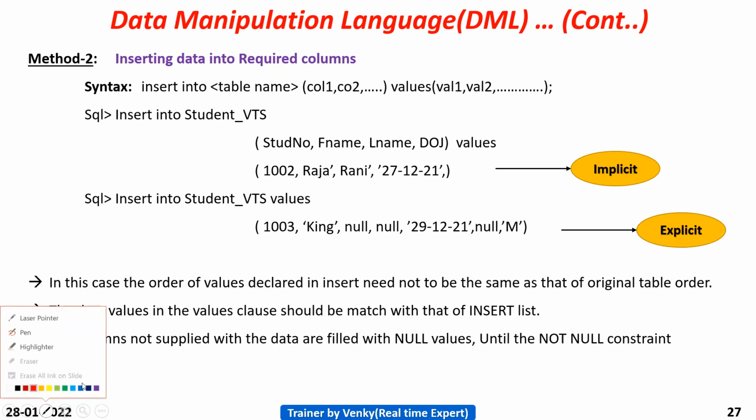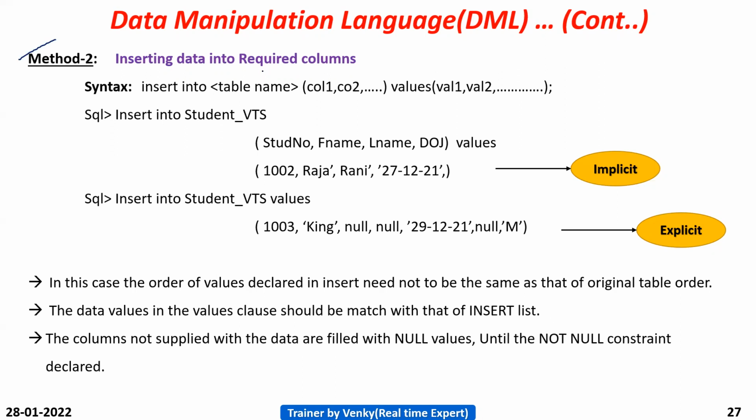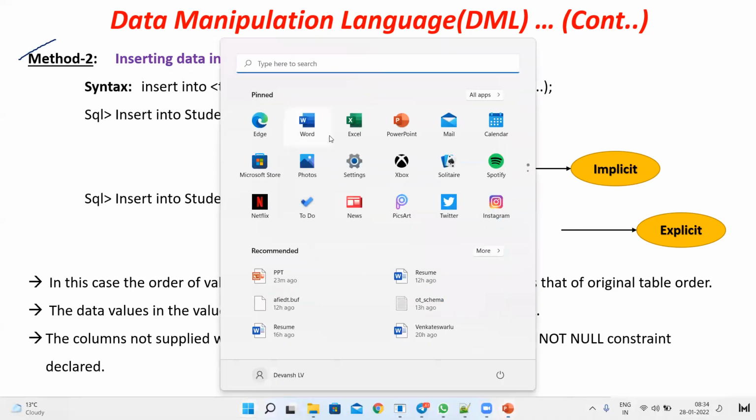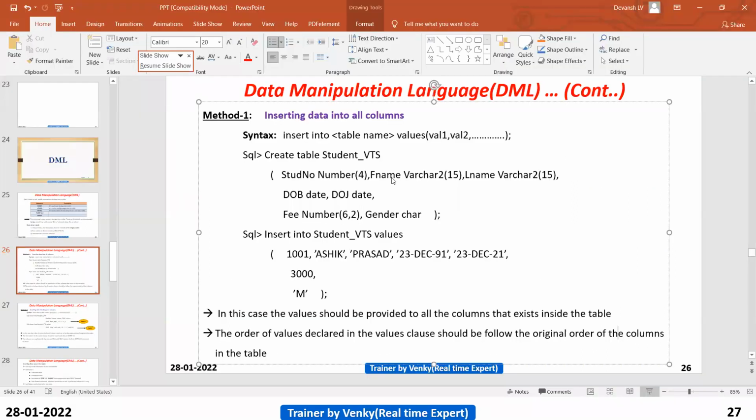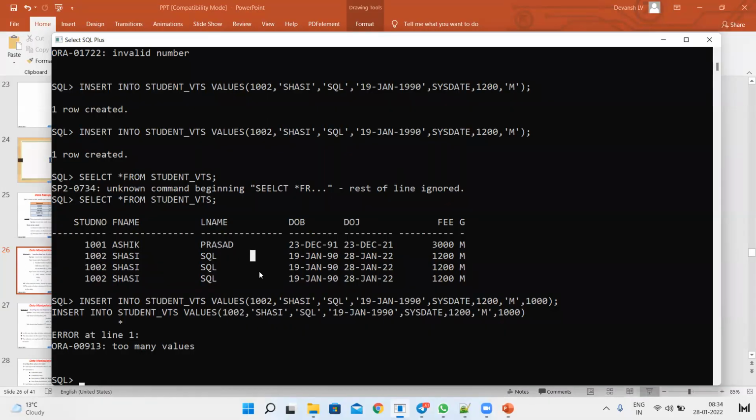The first method is all columns. Here, for my requirement, I don't want to insert the last name and date of birth.